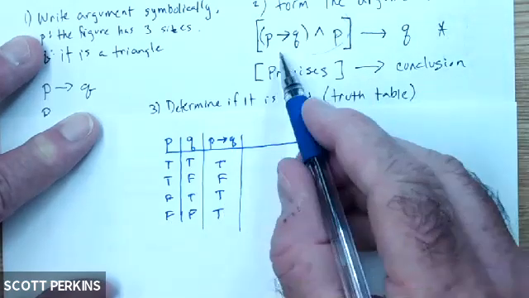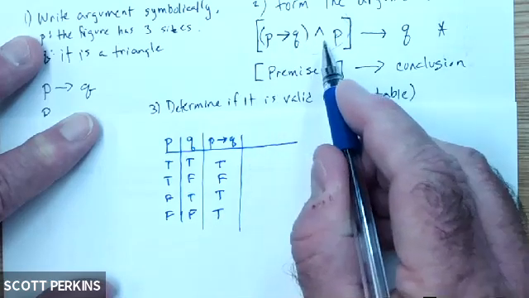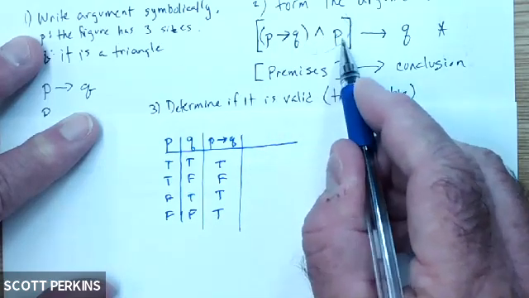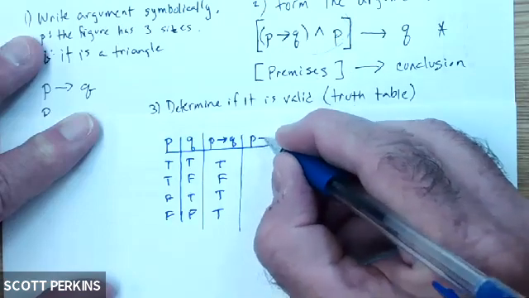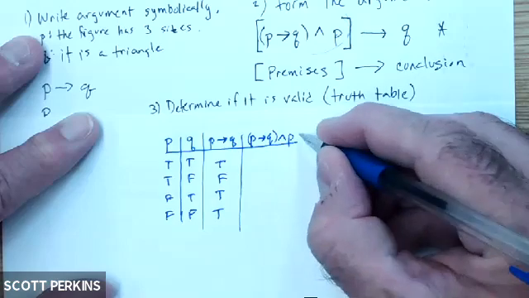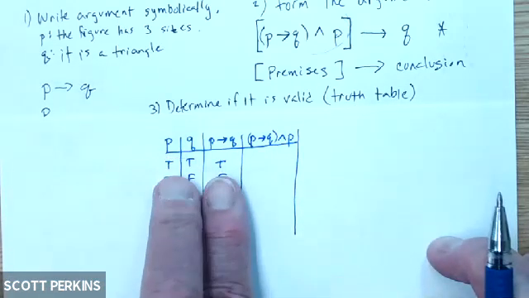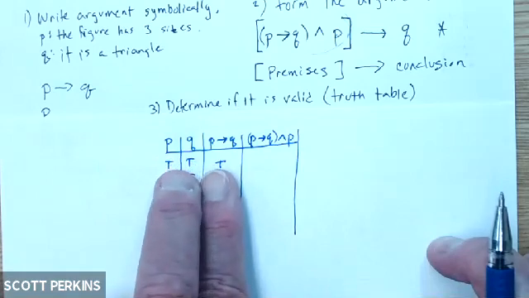Then what I'm going to do, looking back up here at my argument, I've got if P then Q, and then I'm going to connect that with an and to P. So my next column is going to be P then Q, and then I'm connecting it with an and with P. So here are my 2 columns. I've got the P column, I've got the P then Q.